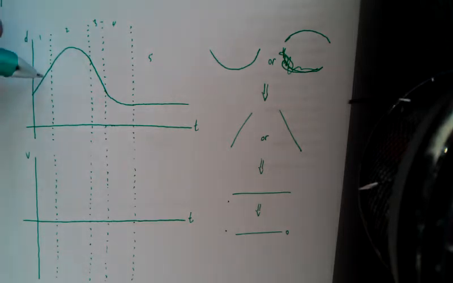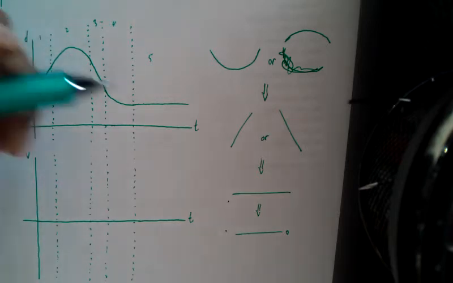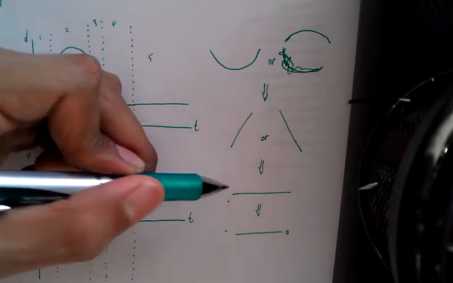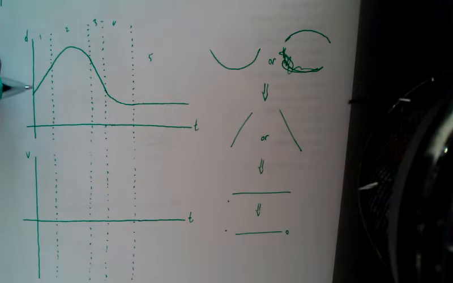So section 1 of the distance versus time graph is just a positive diagonal line. A diagonal line signals that on the graph below it, it will just be a horizontal line. And because it's in the positive direction, the horizontal line is going to be above the x-axis because that signals that it's positive.